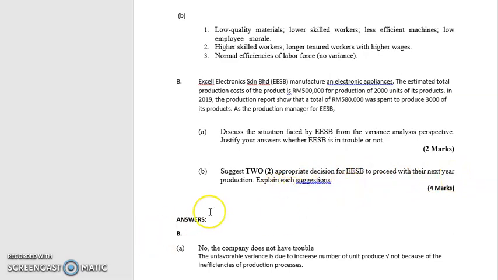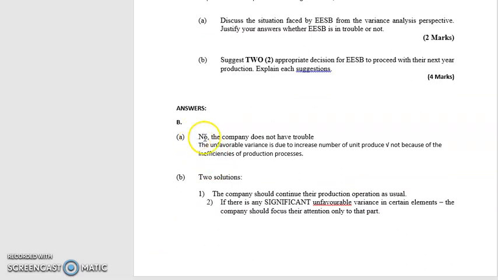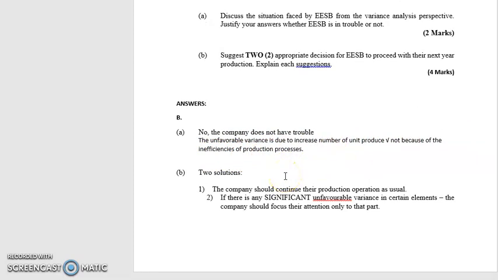Explain each suggestion. So in this case, actually, the company is not in trouble. Okay, the unfavorable variance is due to the increased number of units produced, not because of the efficiency of the production process. Okay, the two solutions. First, the company should continue their production operation as usual. Second, if there is any significant unfavorable variance in certain elements, the company should focus their attention only on that part.